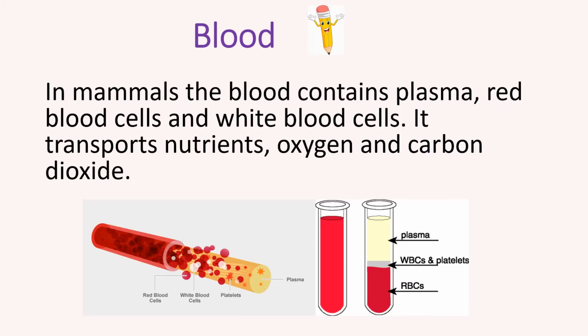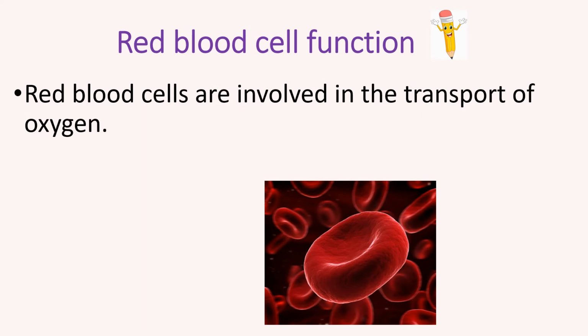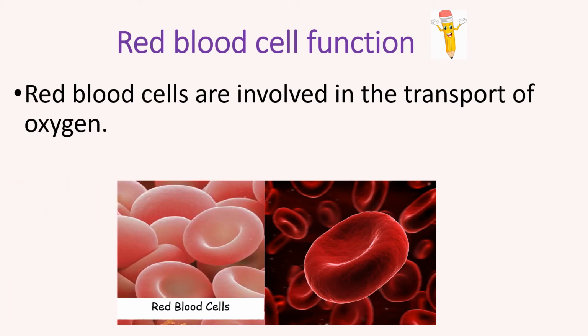What is our blood made up of then? In mammals, the blood contains plasma, red blood cells, and white blood cells. It transports nutrients, oxygen, and carbon dioxide. We should have already come across red blood cells in cell structure and function. Red blood cells are involved in the transport of oxygen, and you should already know that that's the function of a red blood cell.